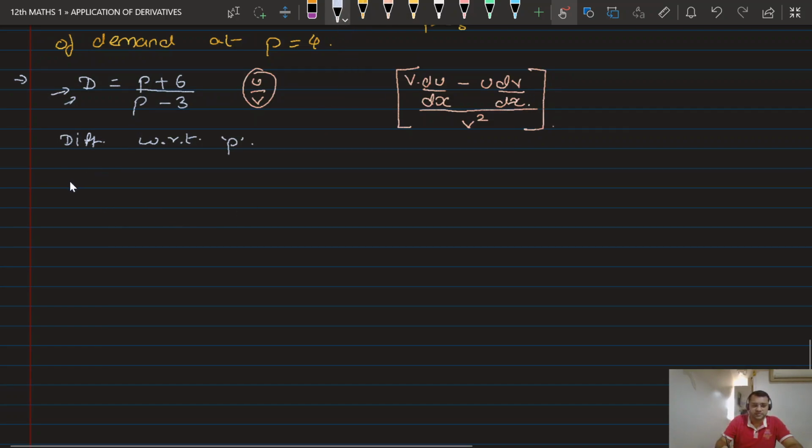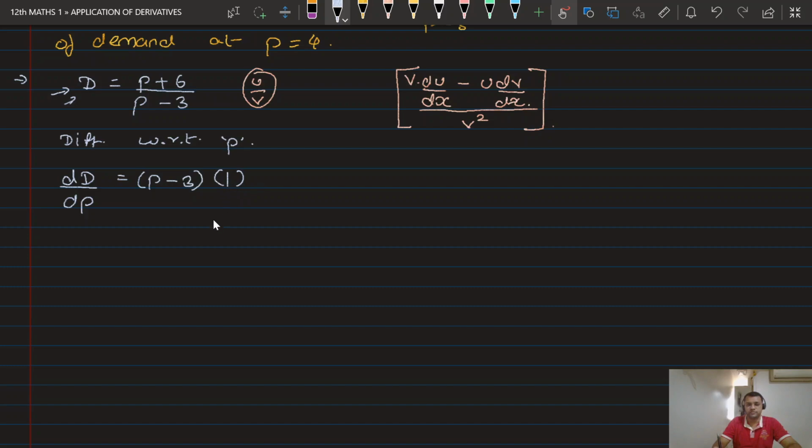So in that case, dd upon dp is given by p minus 3 into derivative of p plus 6. Derivative of p is 1, derivative of 6 is 0, so you get 1, minus u into derivative of v. So p plus 6 into derivative of p minus 3. Derivative of p is again 1, derivative of 3 is 0, so again we get 1, divided by v square, so we just keep it as p minus 3 the whole square.